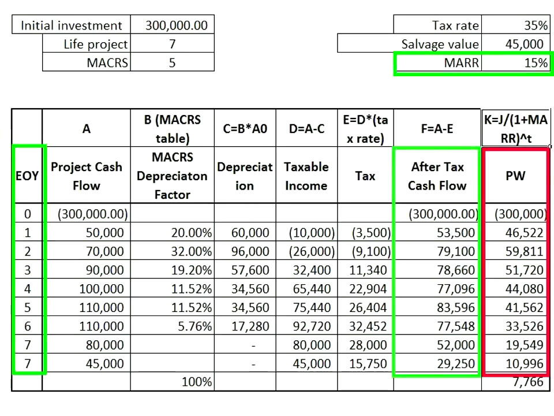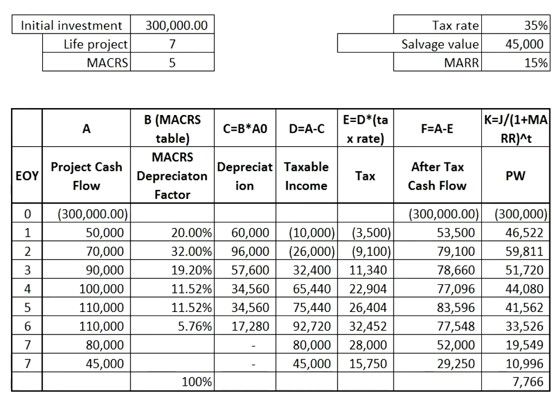So the computation of the present worth is done by taking all these after-tax cash flows and dividing each one of them by 1 plus the minimum attractive rate of return raised to the corresponding period. At the end, we can add all these rows and compute the overall present worth for the project to be $7,766.